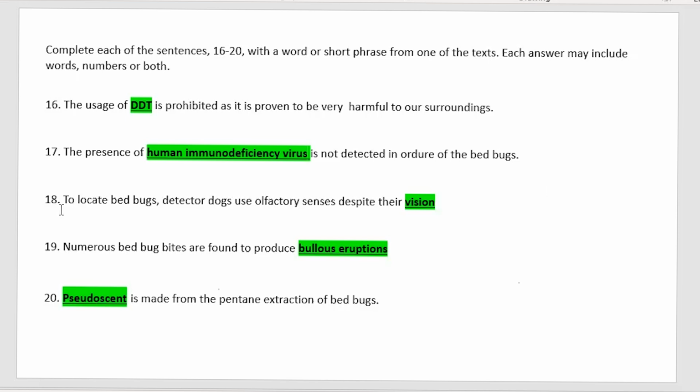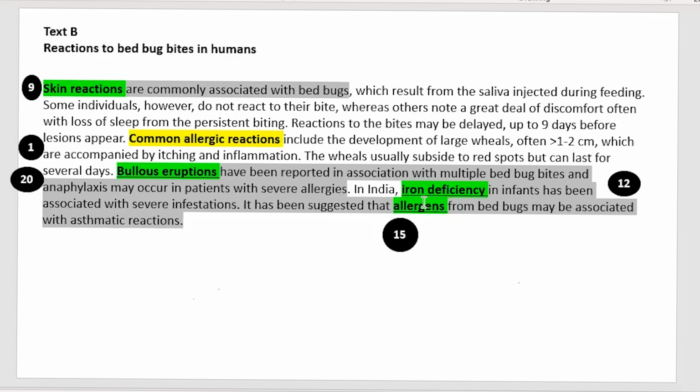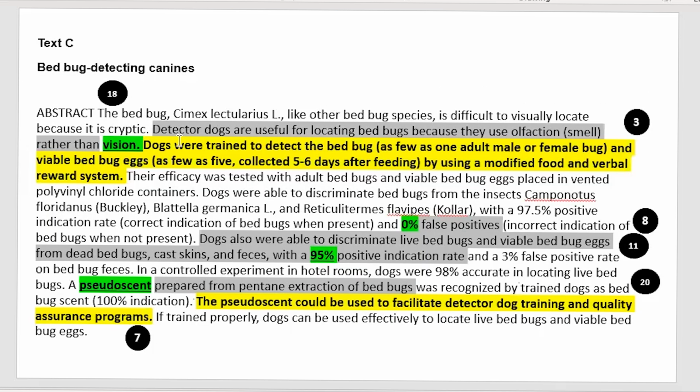Next, question number 18. To locate bed bugs, detector dogs use olfactory senses despite their dash. Here the keywords are locate bed bugs and detector dogs. So where is it talking about these detector dogs? It is talking in text B. Okay, here it is clearly mentioned in text B. Sorry, it is in text C. Text C, it's clearly mentioned. Second line. Detector dogs are useful for locating bed bugs because they use olfaction rather than vision.